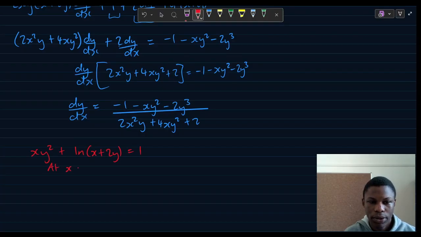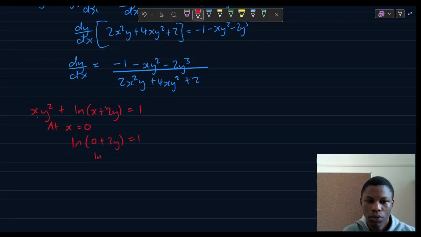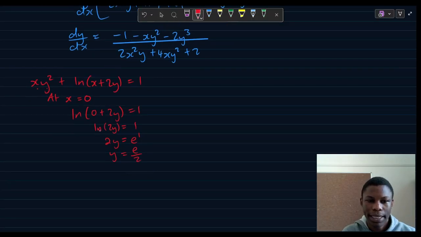When x is 0, this becomes 0 times y squared, then we've got plus ln 0 plus 2y is equal to 1. So we have that ln 2y is equal to 1. Apply the exponential function on both sides. You have 2y is equal to e to the 1. And so you've got y is e over 2. Okay. So we now know that when x is 0, y is e over 2.